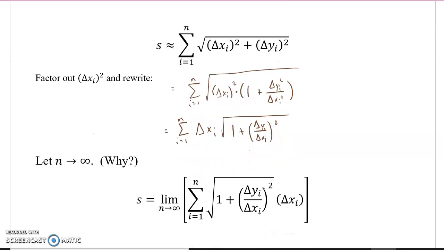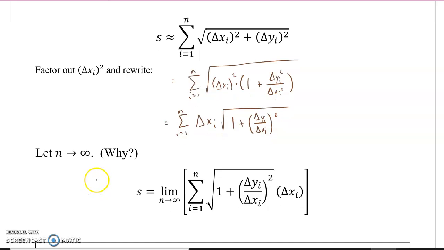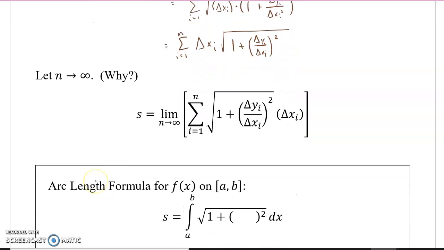We've gotten this s value that is approximately equal to the sum of n line segments. And now we say that s is exactly equal to this whole thing as long as n goes to infinity. Why? You should know why. It should be obvious at this point why we're letting n go to infinity. And when we do let n go to infinity, we get that integral instead.